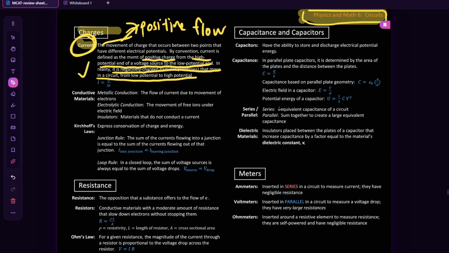So that's what we have there, and that's the formula to know. Okay, now we have current. Current equals charge over time, or the difference in time, delta T.